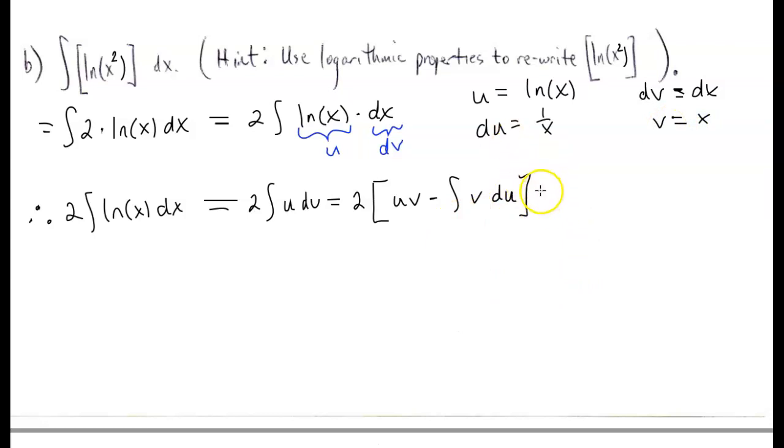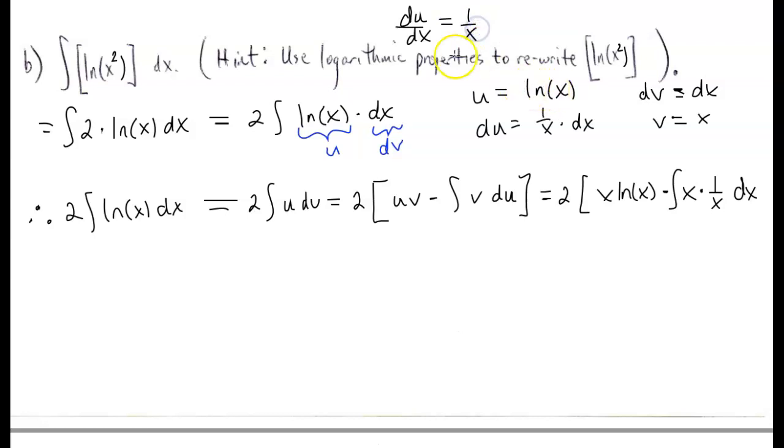And so that lets us know that we're going to have 2 times, and then u and v, so it's going to be x times natural log of x, minus the integral of v, which is x, times du, which is 1 over x, and this should really be 1 over x times dx here. Okay, and we know that because if I take the derivative of u with respect to x, that's just going to be 1 over x if u is natural log of x. And if we multiply both sides by dx, we end up getting this.